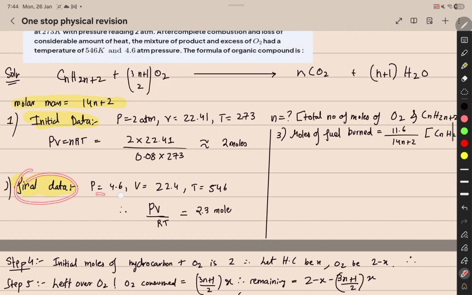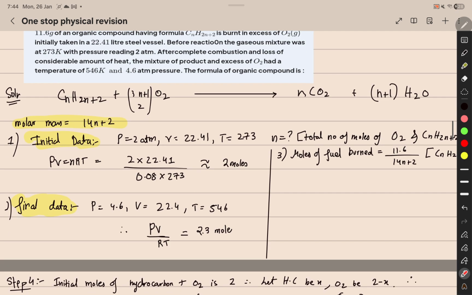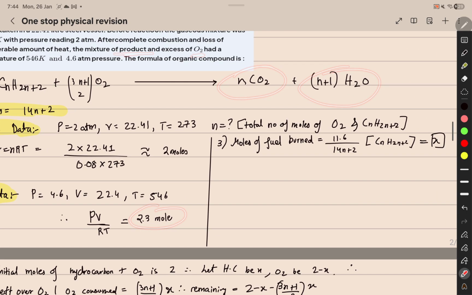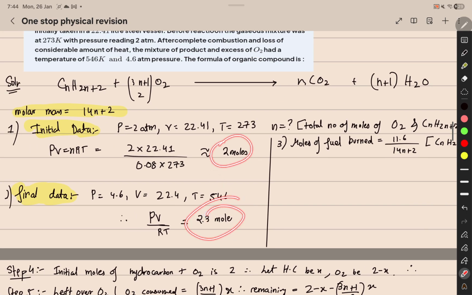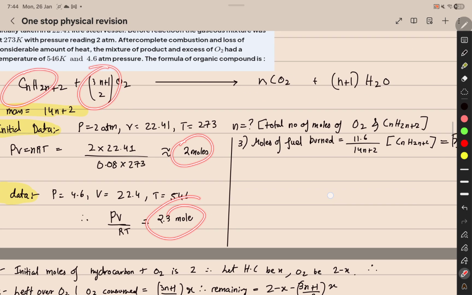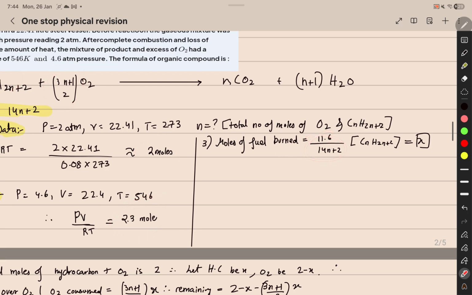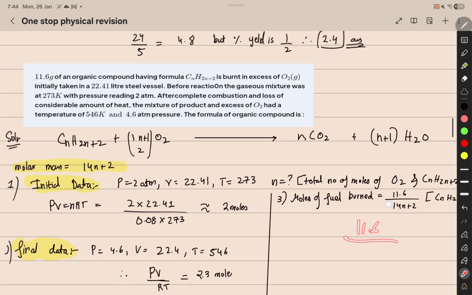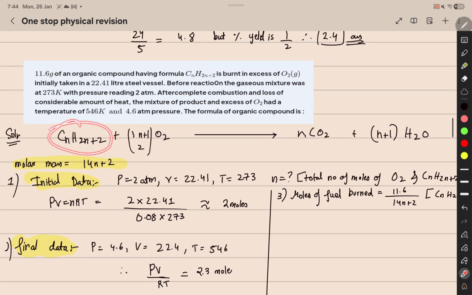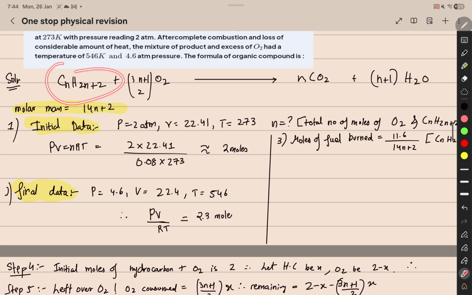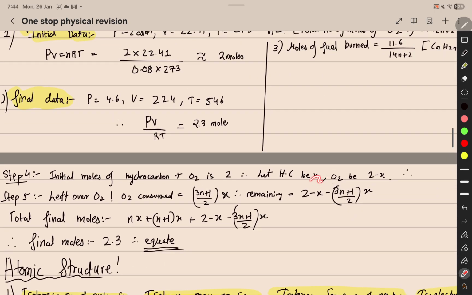Then finally we have these data that will give us the number of moles of excess O2 and the mixture of product, meaning nCO2 and (n+1)H2O. Now we have the initial number of moles, the final number of moles, and everything is in terms of n. So we can take the moles of fuel burnt as X. Basically it's 11.6 divided by the molar mass. That's the number of moles of fuel burnt. We are considering that it is the limiting reagent. So let the hydrocarbon be X.